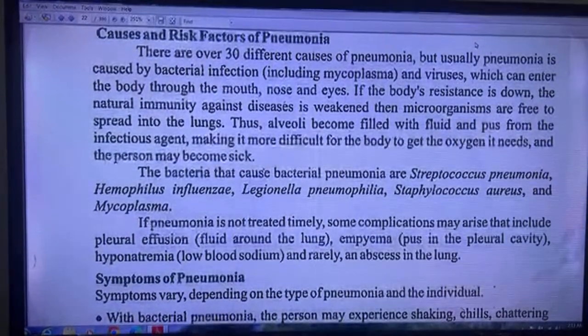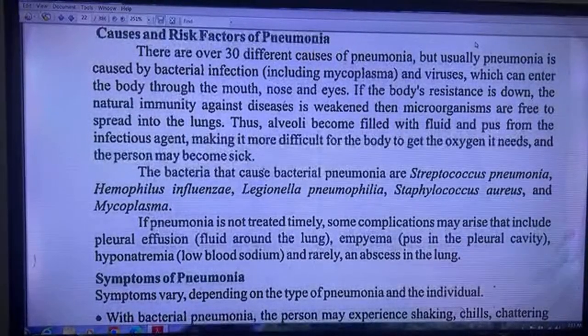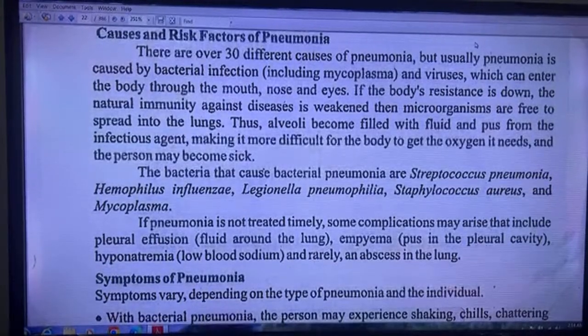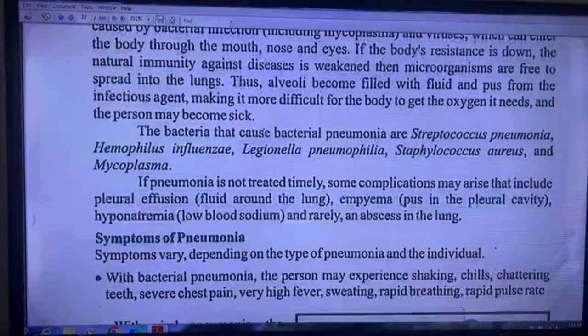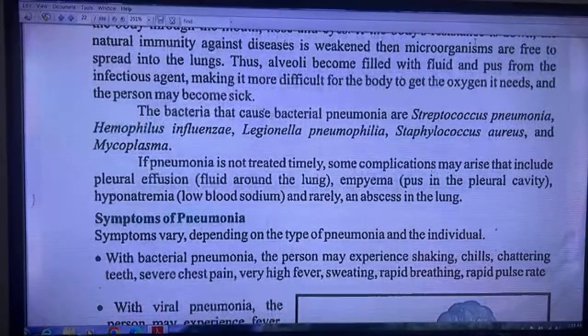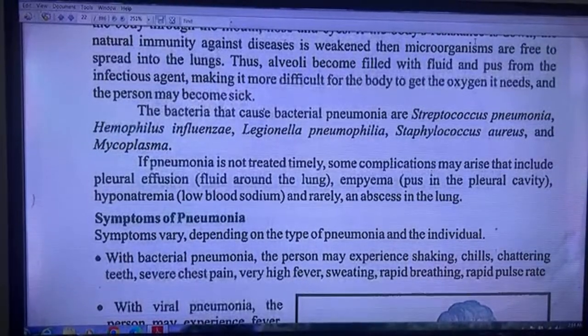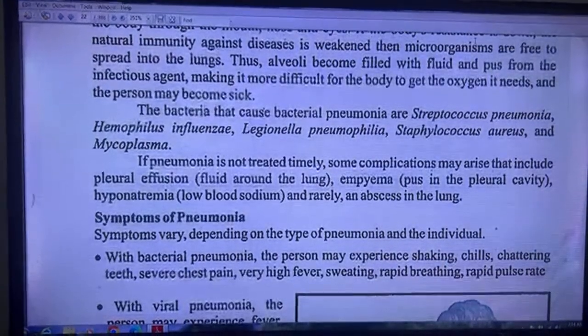The bacteria that cause bacterial pneumonia are Streptococcus pneumoniae, Haemophilus influenzae, Legionella pneumophila, Staphylococcus aureus, and Mycoplasma. If pneumonia is not treated timely, some complications may arise that include pleural effusion, fluid around the lung, empyema, pus in the pleural cavity, hyponatremia, low blood sodium, and rarely an abscess in the lung.